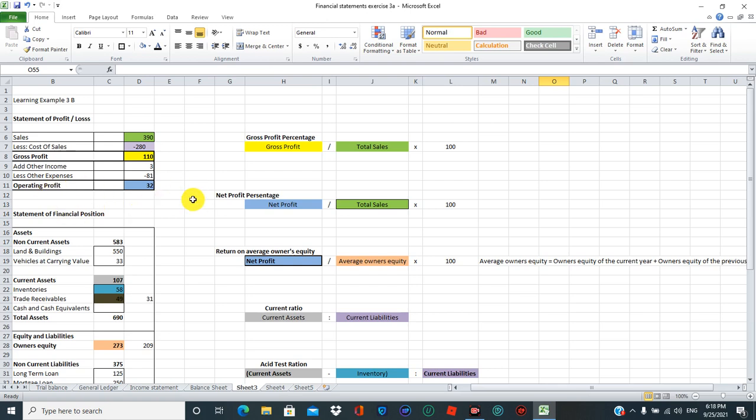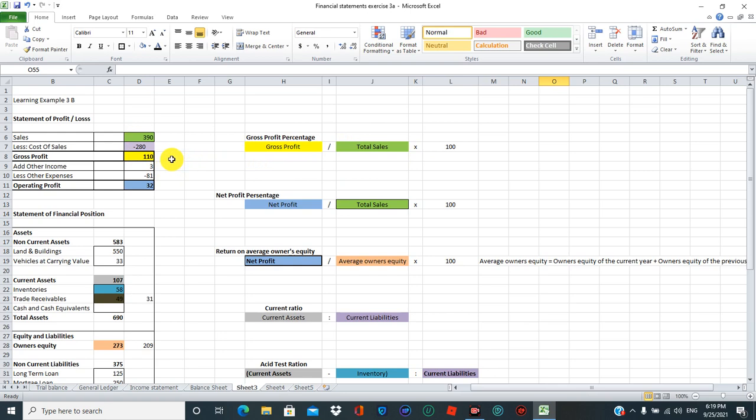Okay, so first of all, gross profit percentage. That is your gross profit divided by your total sales multiplied by 100. So the gross profit, there you have it, it's 110. As you can see, it's 110 divided by your total sales, there we go, the 390, multiplied by 100, and then you will get to your answer. So the yellow one divided by the green one multiplied by 100.